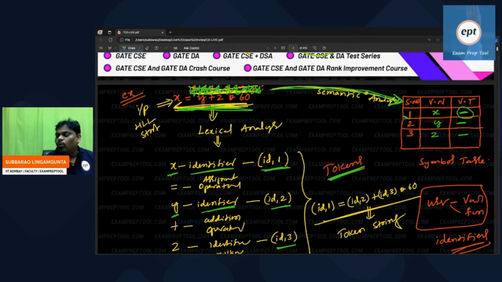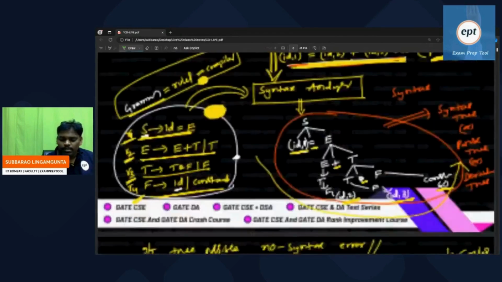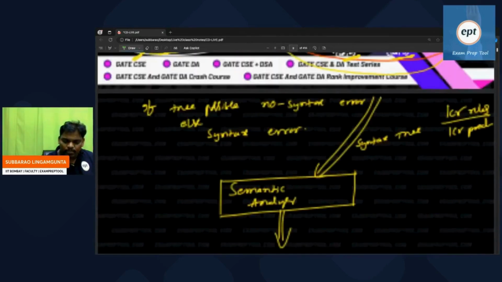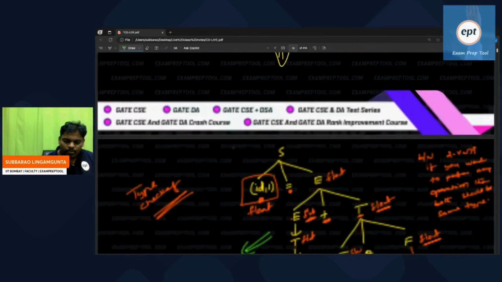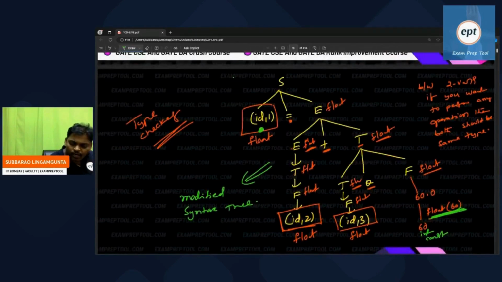He got to know, oh, what is the answer? Undeclared variable. X is an undeclared variable. Because a gap is there, you got to know it is an undeclared variable. Remember, the semantic analyzer will do type checking. He will give two kinds of errors. One error is undeclared variable.